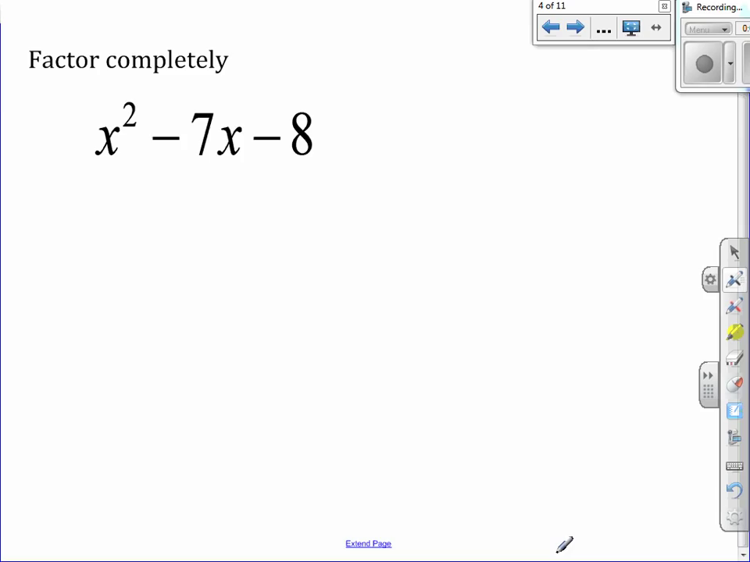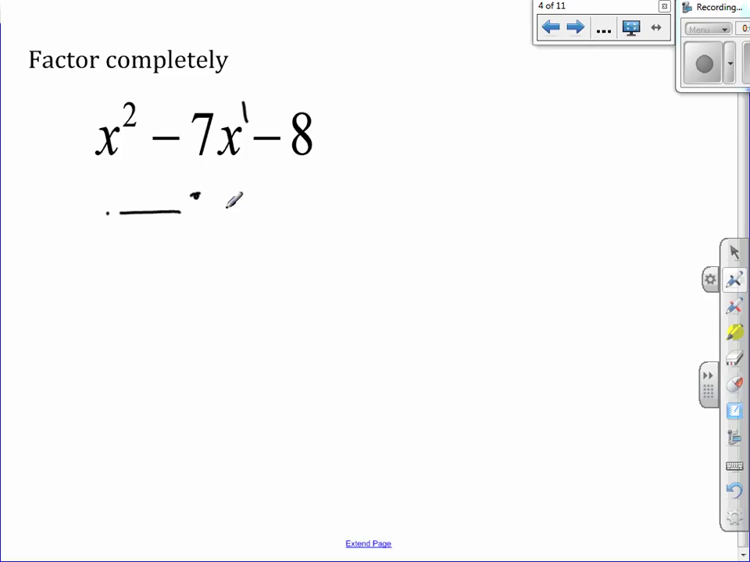Okay, let's go over the answer now. The GCF is 1. The greatest common factor of 1, -7, and -8 is 1. What about our variables? X squared, x to the first, no x's, or x to the 0 if you like. How many x's do they have in common? They have no x's in common, all because of this little -8 at the end. That -8 has no x's.